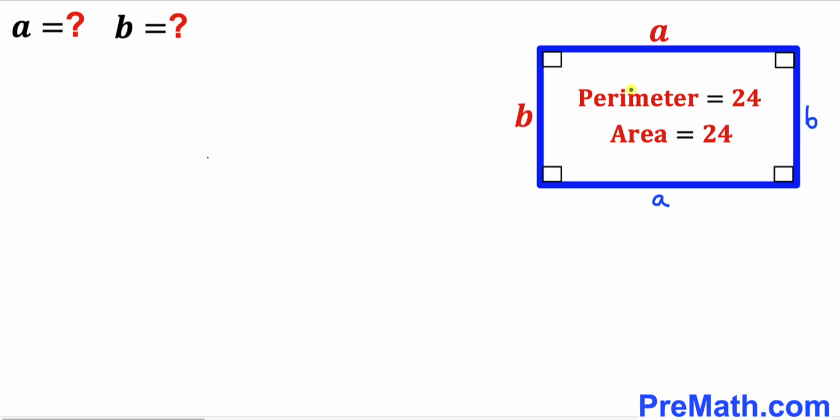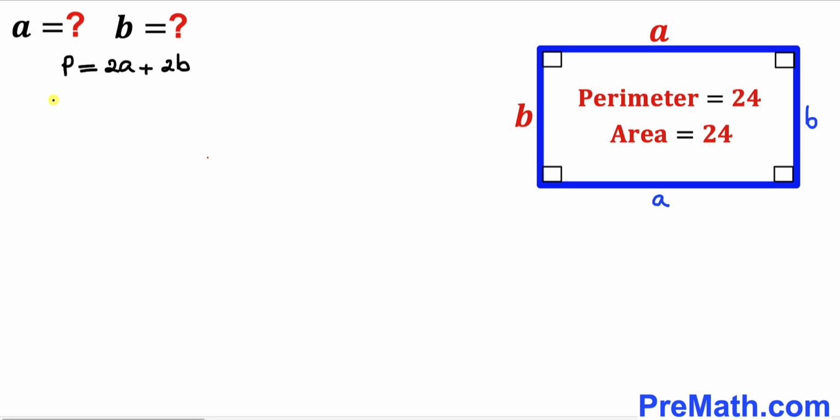We know that the perimeter of this rectangle has been given to us as 24. The perimeter is the sum of all these side lengths: a plus b plus a plus b. So the perimeter P is equal to 2 times our length a plus 2 times our width b, and our perimeter has been given as 24, so I'm going to replace P with 24.